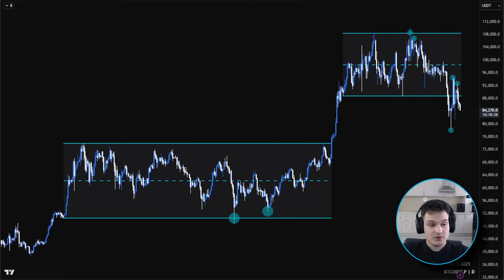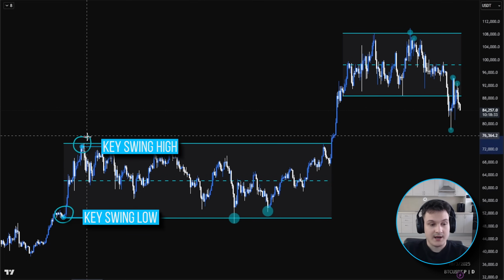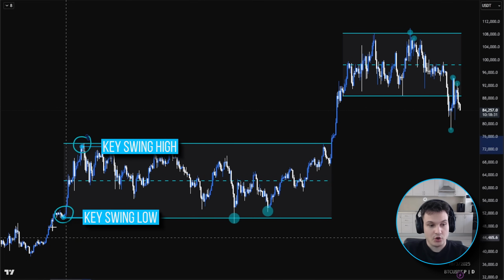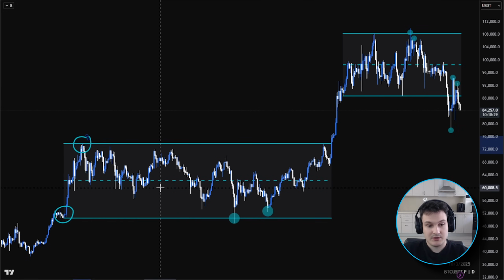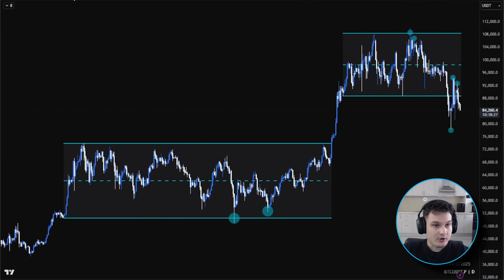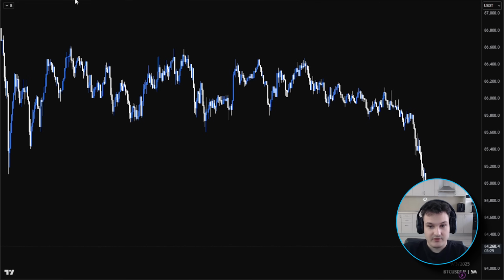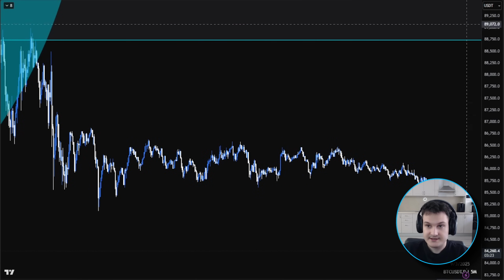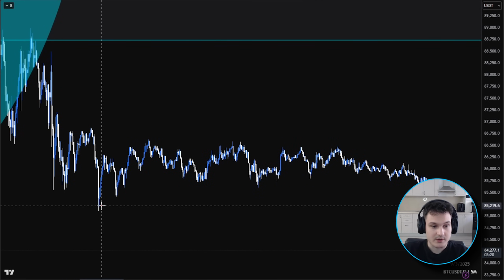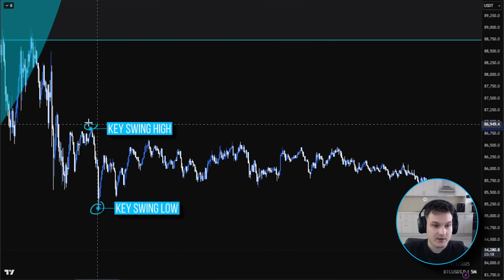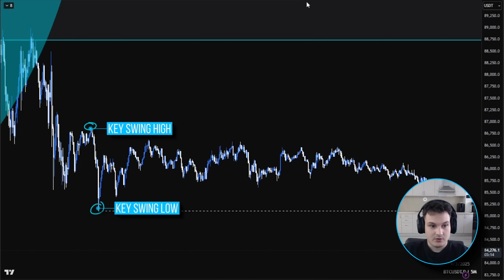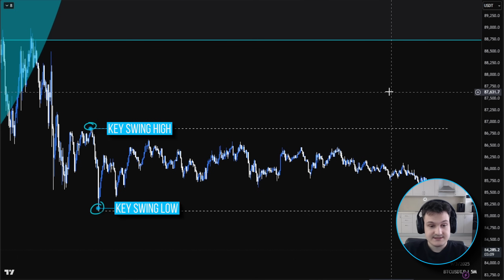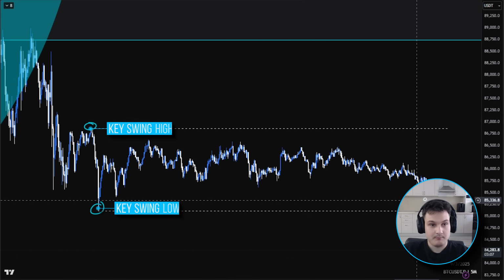So the easiest way to spot a range is when price creates a key swing low and a key swing high and then never breaks those key levels and continues to trade between them. And ranges can appear on any single time frame. So I can assure you that if I go right now on the 5-minute chart, I can see a range, and it's clearly this one where you have a key swing low and a key swing high that for a long time did not get broken. So this is the most important aspect. You need to see two key levels and price keeps ranging between them.